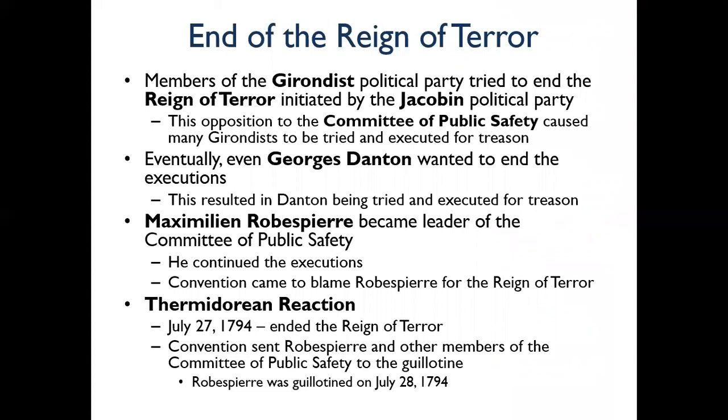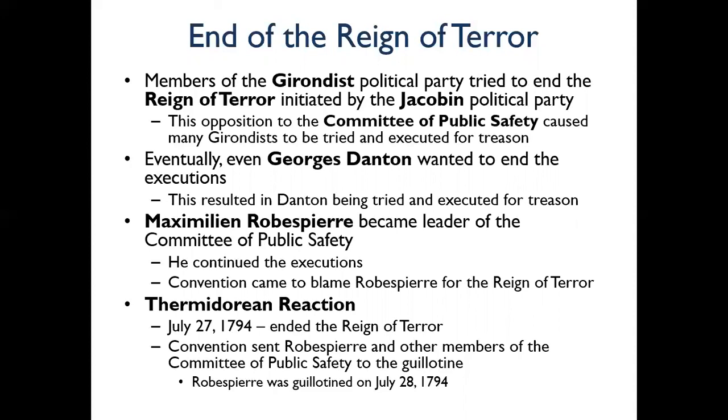And this opposition to the Committee of Public Safety caused many Guerrillas to be tried and executed for treason. But eventually even Georges Danton, who was coming under the political party, also wanted to end the executions. So this resulted in execution for treason. Maximilien Robespierre became leader of the Committee of Public Safety, and he continued the executions.